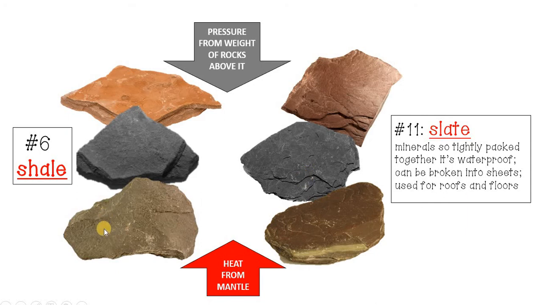Now, when this rock was shale, it was mud that had hardened, it actually still allowed water to seep through it. Now that it's in the slate form, those minerals are so tightly packed together that it is waterproof. So in poorer countries, they actually use slate as a material for their roofs because it is waterproof and it's pretty readily available, and they can peel it off into layers to make their roofs on top of their houses. And then it also can be used for floors. We even use it as floors around here.